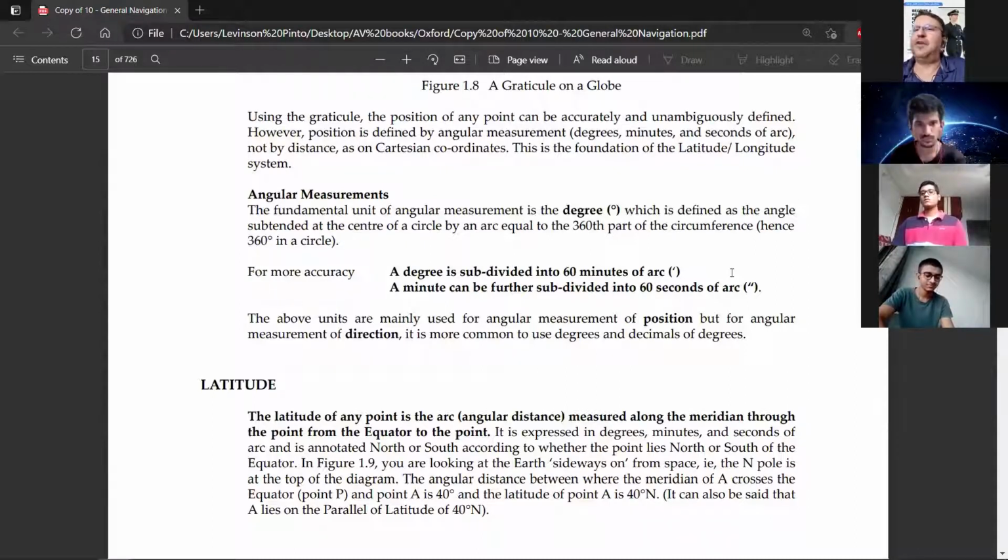So the above units are mainly used for angular measurement of position, but for angular measurement of direction, it is more common to use degrees and decimals of degrees. Okay, so if you read the manual and you read the Oxford notes, they are trying to tell you the same that I am trying to tell you. They are talking about position and they are talking about direction. That's why initially I talk to you, I say where you are.